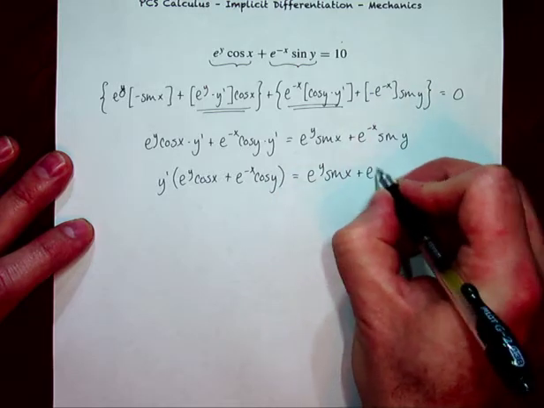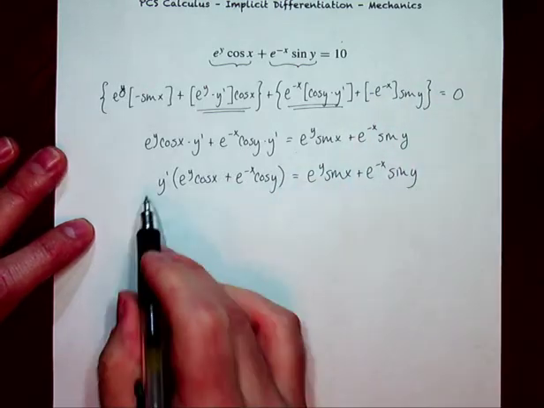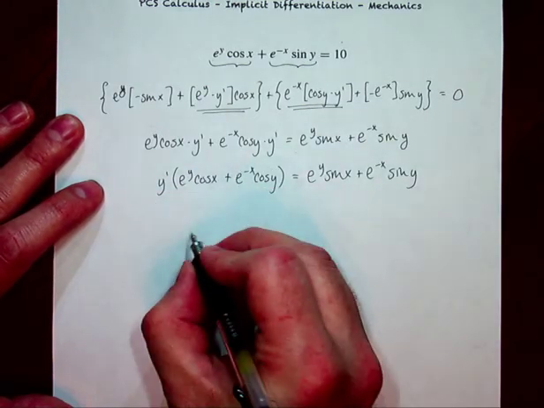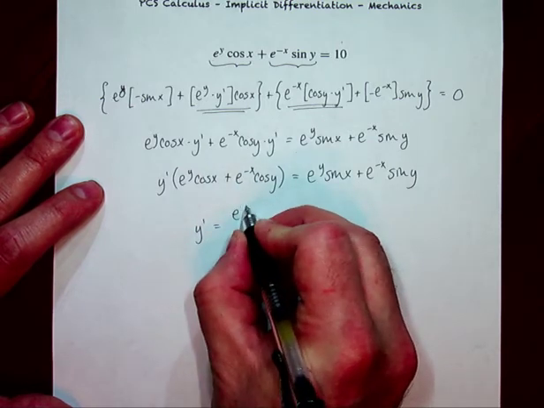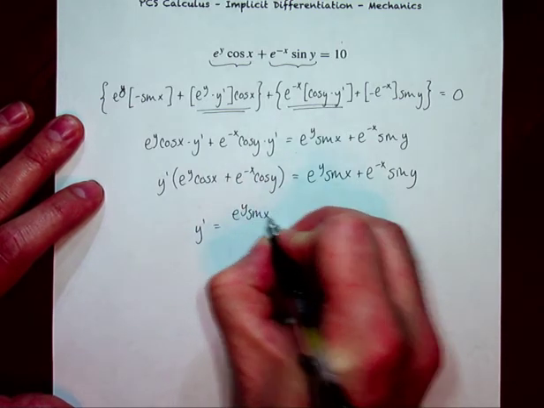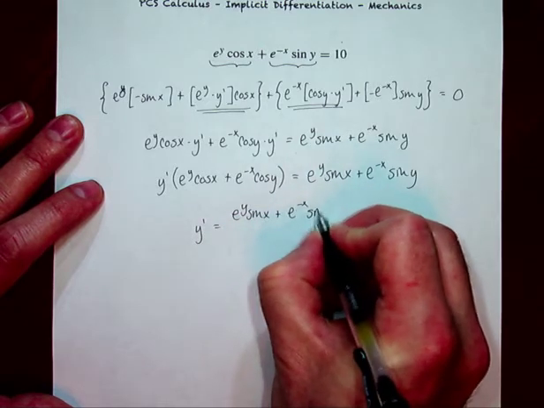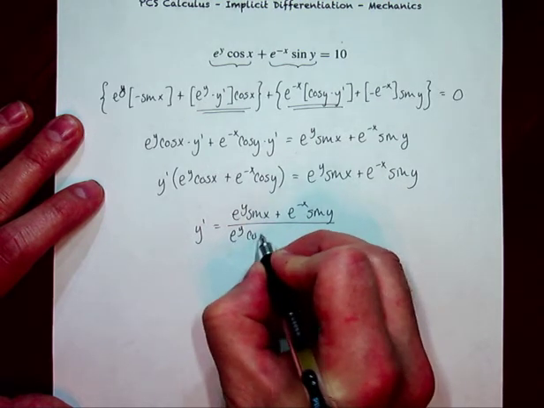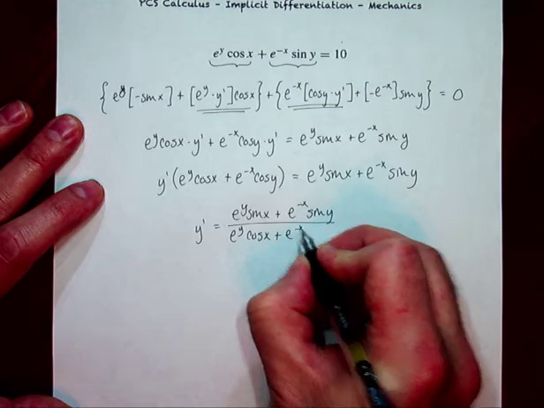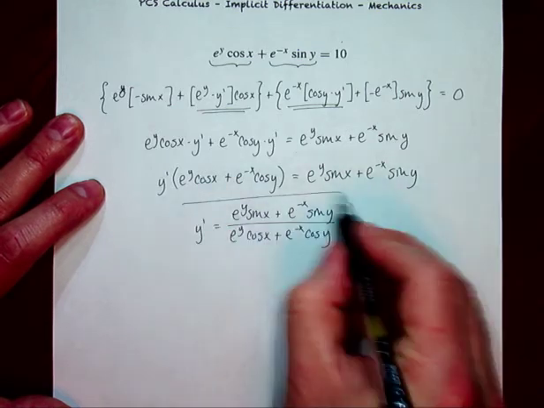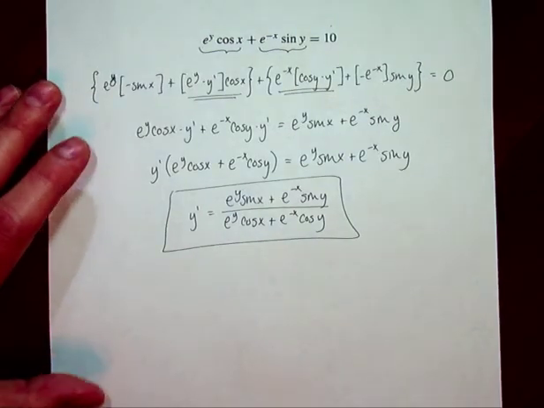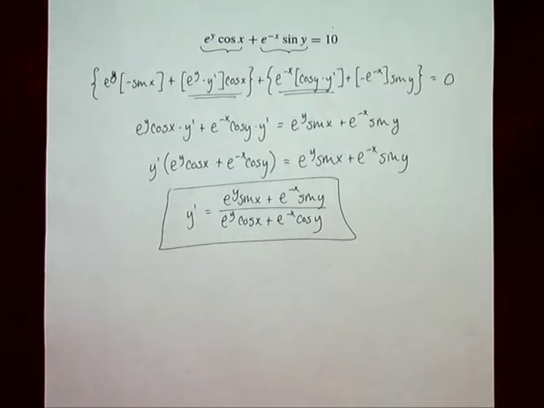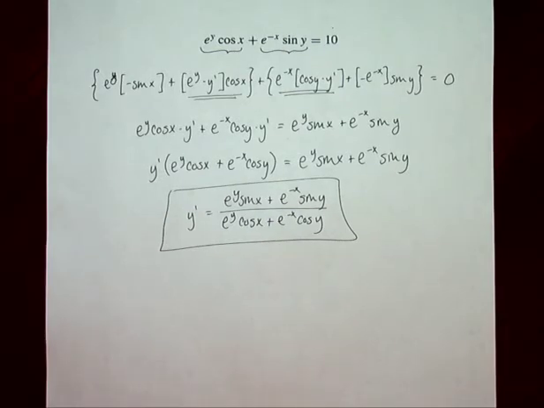Once we pulled out the y prime as our GCF, we then, of course, treat this like it's the coefficient of y prime. We divide through both sides by it, and we wind up getting this nastiness right here. And that's it right there. And as nasty as that is, unfortunately, there seems to be no visible way right now to get rid of it.